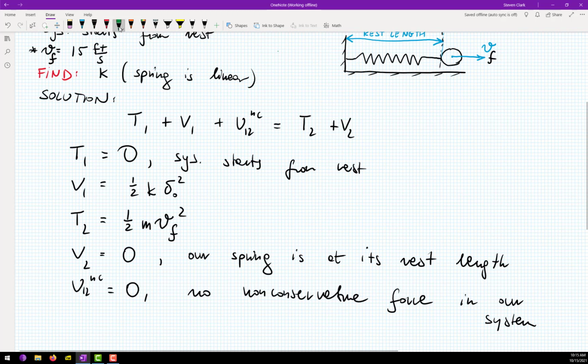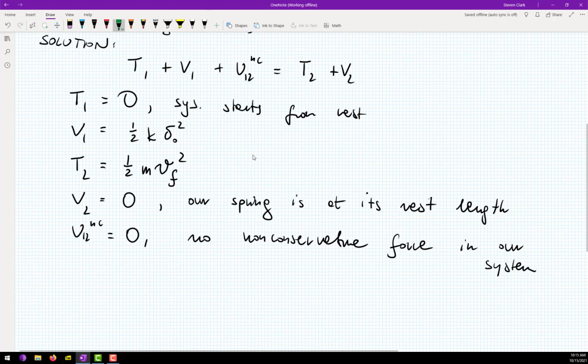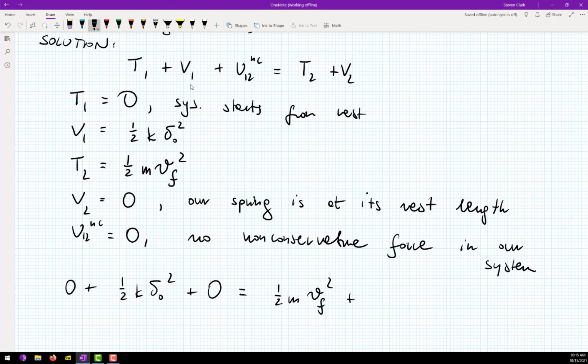Next step is to plug these guys back into our original equation. So you already have like 4 points on the exam, 4 out of 10, because I usually grade out of 10. So now let's plug this back in. It will be 0 plus 1/2 K delta 0 squared plus 0, equal to 1/2 m v final squared plus 0. And this is one expression and one unknown, because only this thing is not known.